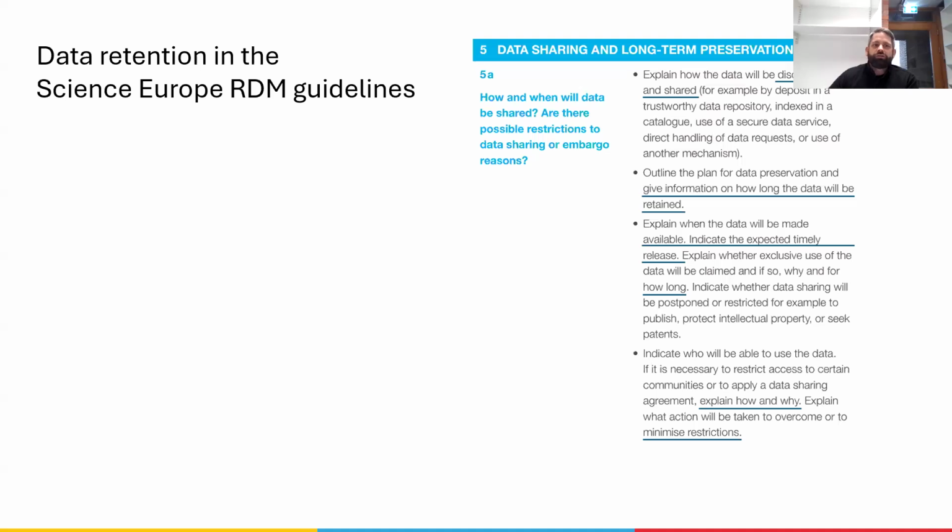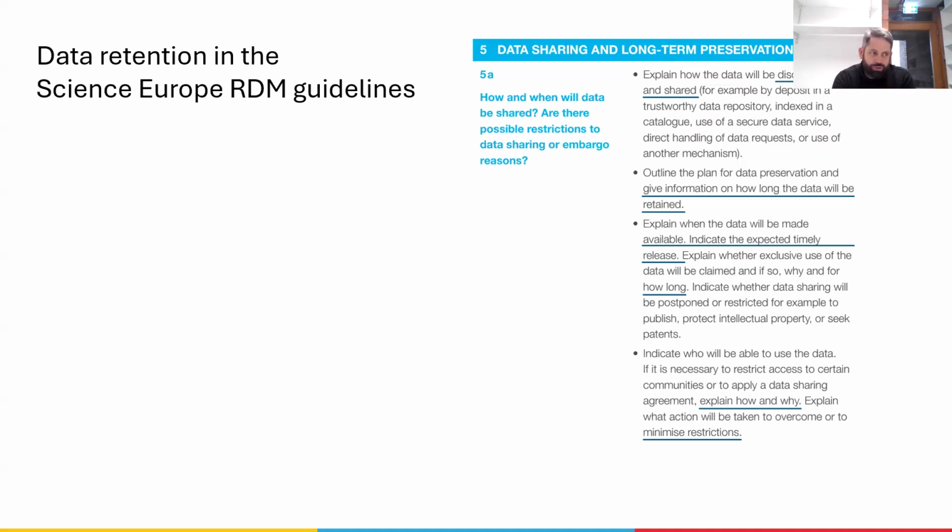So data retention in the Science Europe guidelines, and these are guidelines for research data management coming from Europe. They provide clear steps for helping us to think about data retention. For example, a well-written statement or data management plan will clearly describe how data will be made discoverable and shared. It'll specify when data will be shared under what license as well. It'll include the names of the repository, the data catalog, or the registry where data will be shared. It includes information on how long the data will be retained and gives precision on its timely release.